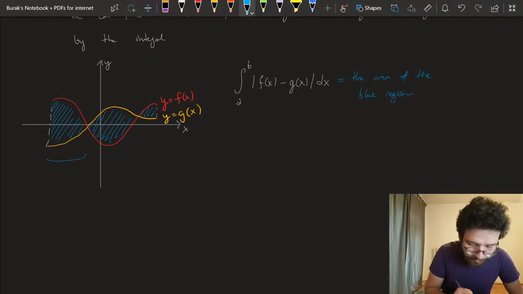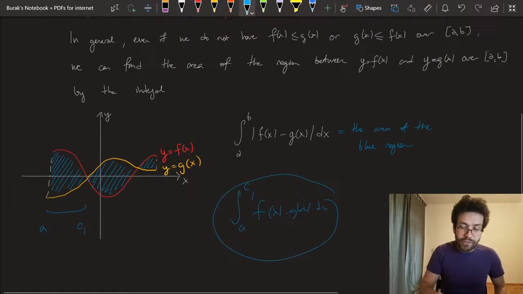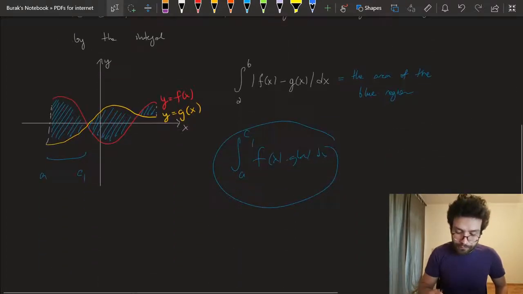What's going to happen over this interval? Let's say that this is A and this is c1. On the interval A, c1, f is bigger. Okay, as you can see from the picture, f is greater than or equal to g, which means that this quantity f minus g will be positive, so it's going to come out from the absolute value as is. So I'm going to have the integral from a to c1 of f of x minus g of x. Okay, and then this will give me the area of this region by this observation here.